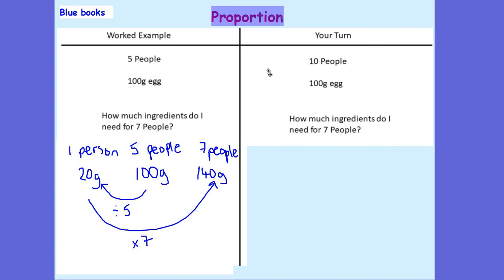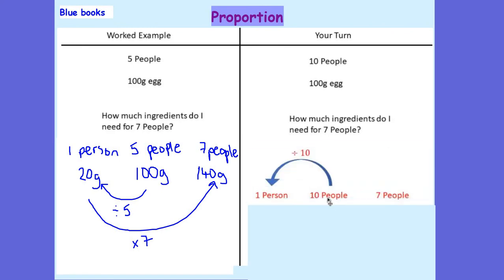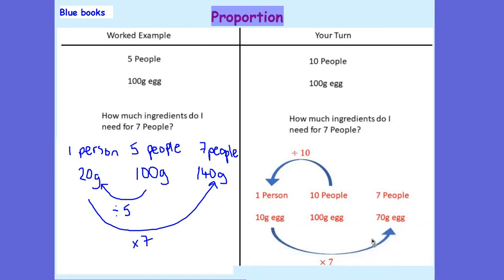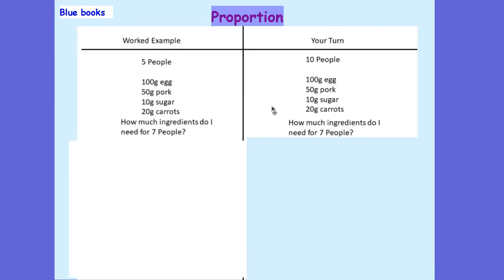In your dark blue books, Year 7, can you have a go at the example on the right hand side? Pause the video for a few minutes and do that now. Okay, I've been told that for 10 people, I need 100 grams of egg. I'm going to divide that by 10 to work out that I need 10 grams of egg for 1 person, and then I'm going to multiply that by 7 to tell me I need 70 grams of egg for 7 people.